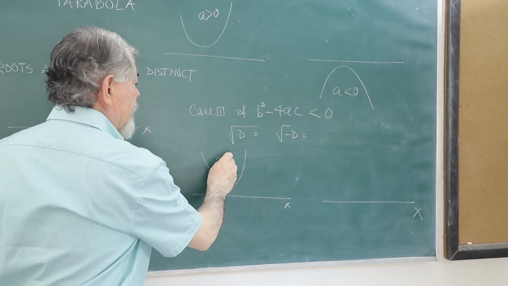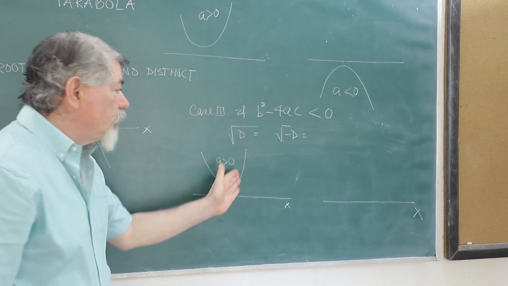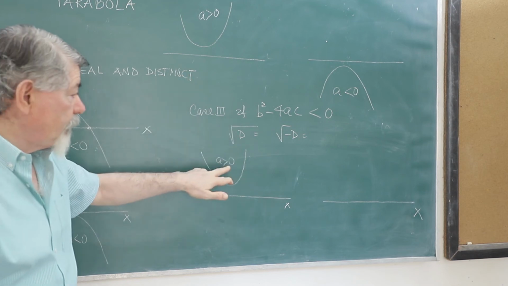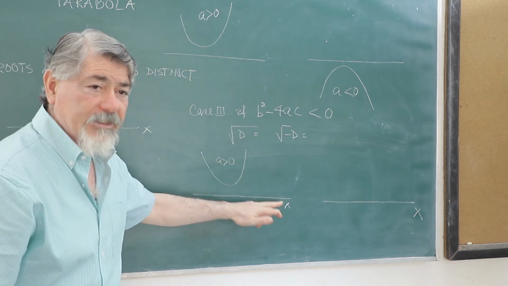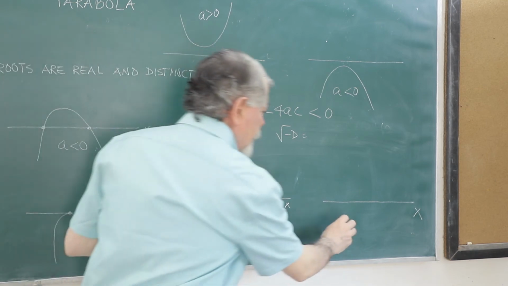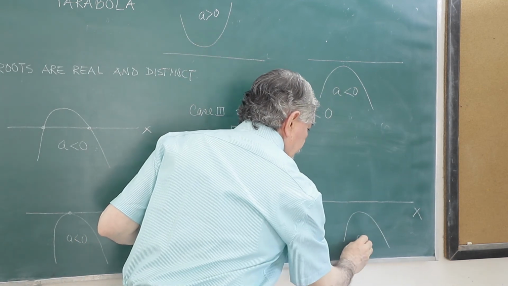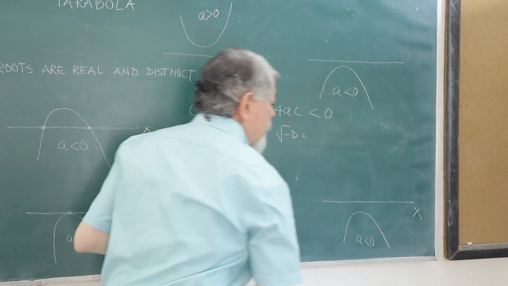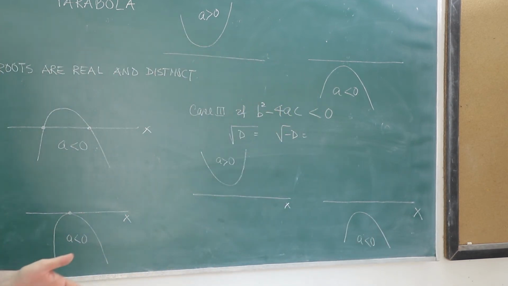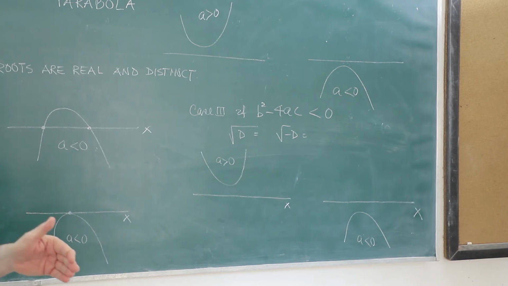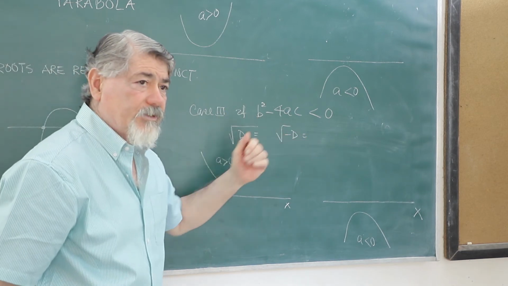When a is greater than 0, then you have a parabola opening upward, and it does not touch the x-axis. It is above the x-axis, or it could be below the x-axis, depending upon if a is less than 0, where the curve does not cut the x-axis. So please see all the three cases which I have drawn, to make it very clear to you what it means that the roots are real, what it means if it is 0, and what it means if it is less than 0.